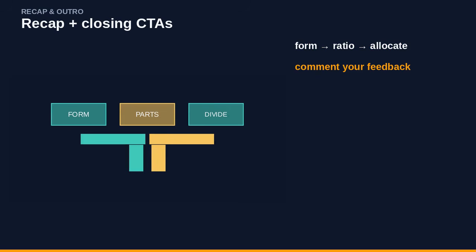You can now share partnership profit by capital times time, form each weight, read the ratio, then allocate from the total.